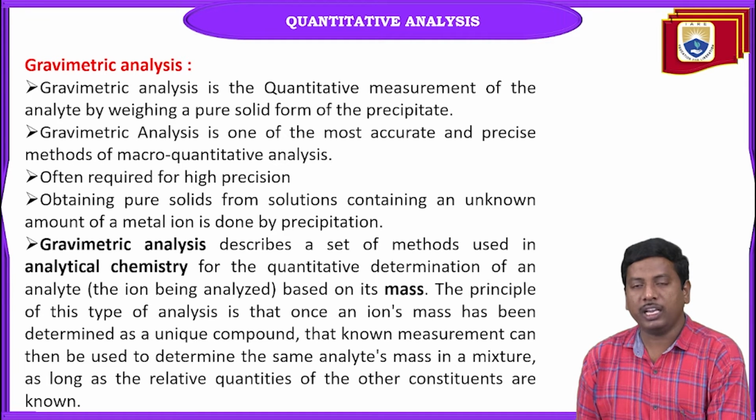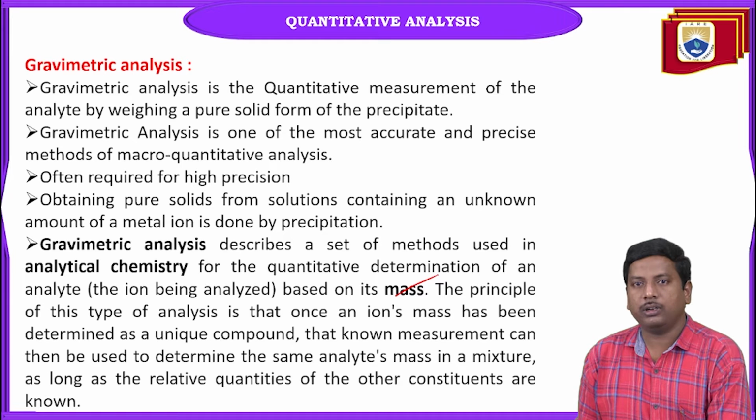After that, gravimetric analysis describes a set of methods used in analytical chemistry for the quantitative determination of an analyte, the ion being analyzed, based on its mass. Analytical chemistry is the chemistry which deals with both qualitative and quantitative analysis. And quantitative analysis, depending upon the solid state or liquid state of the compound, is classified into mainly two types: gravimetric analysis and volumetric analysis. In gravimetric analysis, the sample compound is especially in the solid state. So that's why the entire gravimetric analysis depends purely on the mass of a compound or sample.